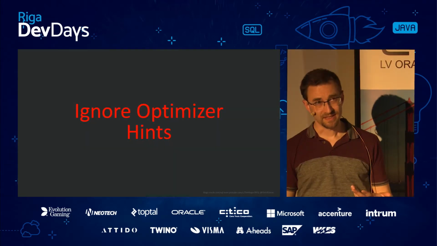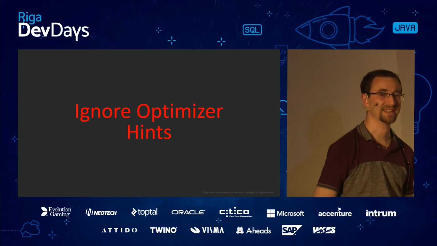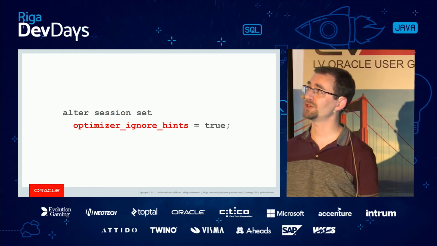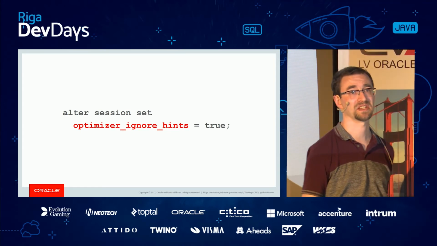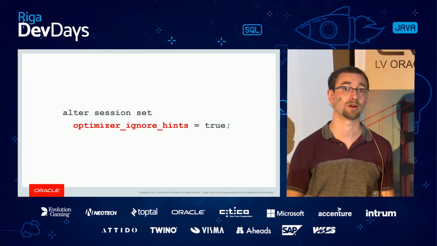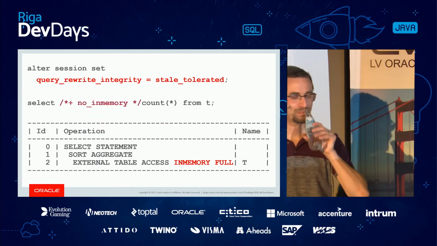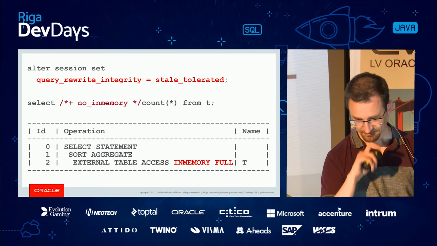Well, 18c offers another option. You've now got the ability to ignore optimizer hints. So just a simple alter session. Set that to true, and the database will optimize it as if those hints did not exist. So it strips them out and then optimizes the query as it would without them existing. We do that, and we get a nice in-memory access full again.